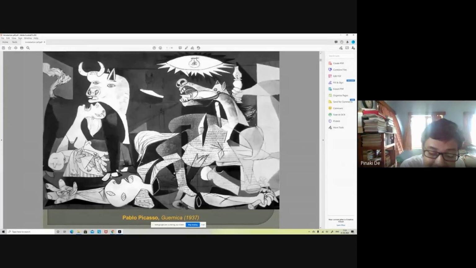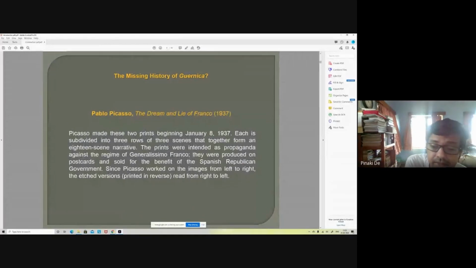What you are seeing on screen is Guernica, the famous painting by Pablo Picasso. And as you all know, Picasso is almost like a priest of high art. Guernica was painted in the year 1937. Many know about it, but a lot of people don't know that before Guernica, Picasso painted another set of panels called the Dream and Lie of Franco. Many say that it is the first overtly political painting by Picasso. In fact, many say that the draft of Guernica is there in these panels.